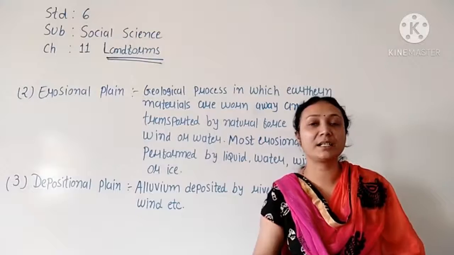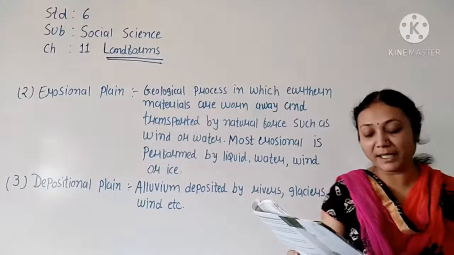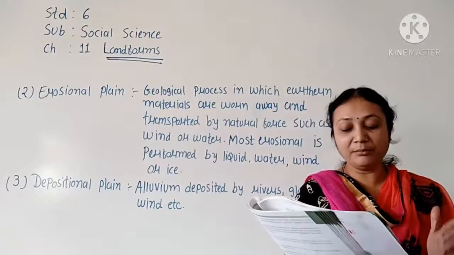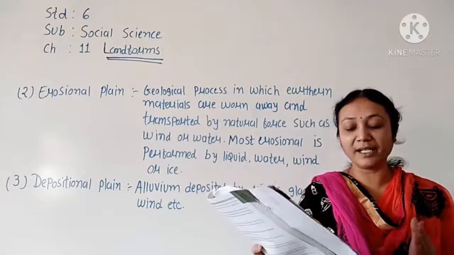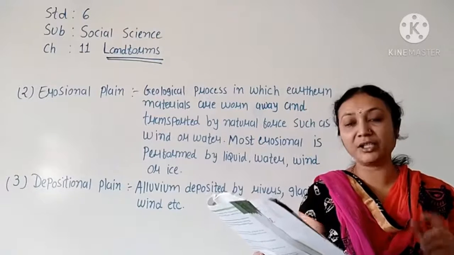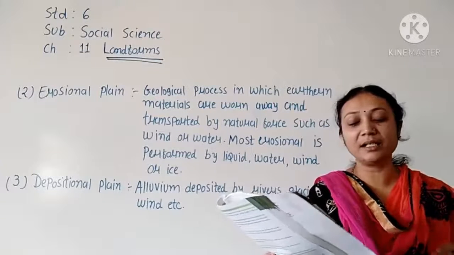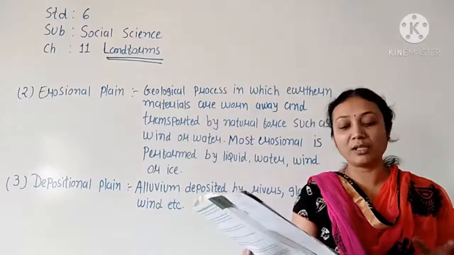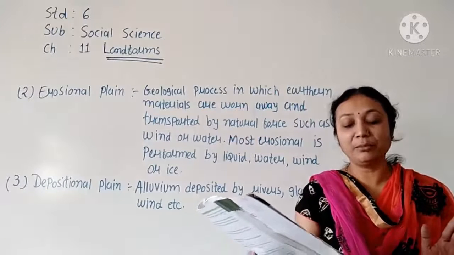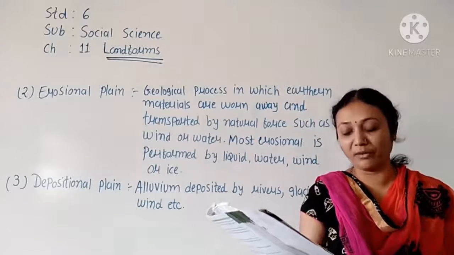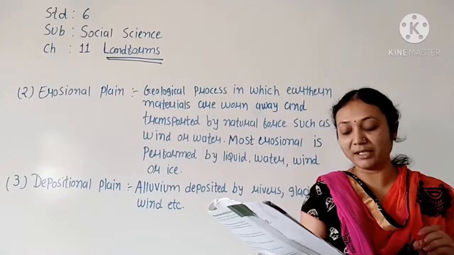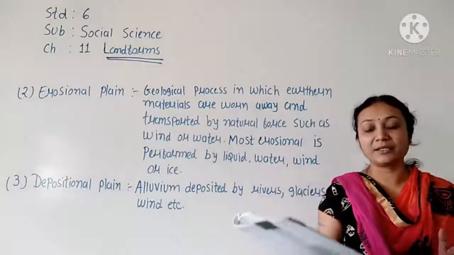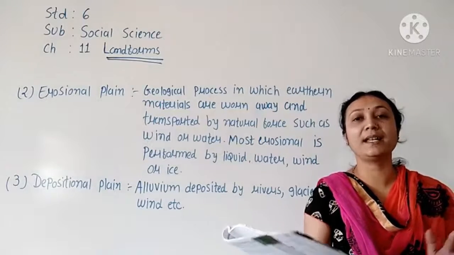So first we understand what is erosional. Erosion means the geological process in which earthen materials are worn away and transported by natural forces. That one is known as erosional plains, and most of this is by wind, water or ice in form, and most erosion is performed by liquid water, wind or ice. So if it is performed by ice, it is also known as the glacier.